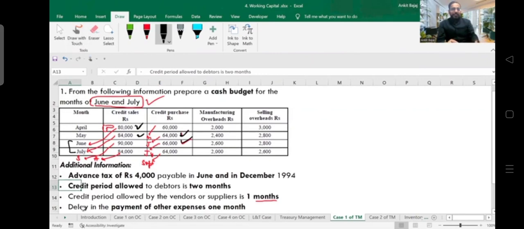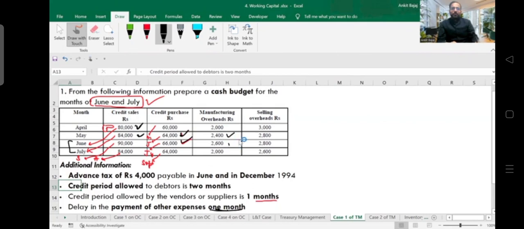Now, if you read the name, delay in the payment of other expenses, they are talking about manufacturing overhead and selling overhead. So when you will be making the payment of manufacturing overheads and selling overheads, here you are getting credit of 1 month. So here, obviously, we will take the same data.